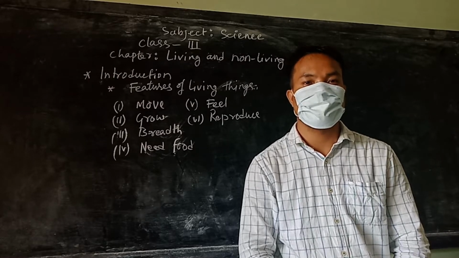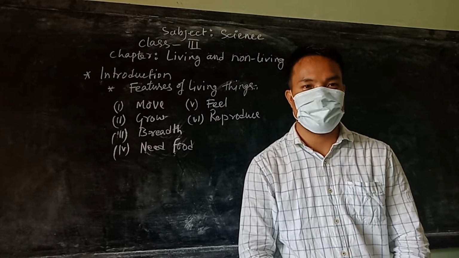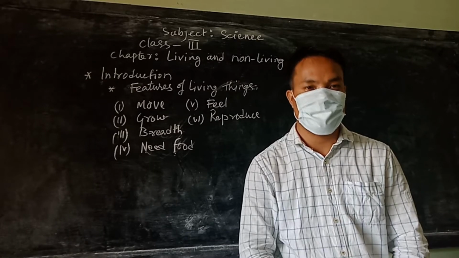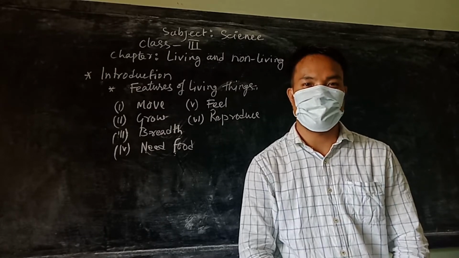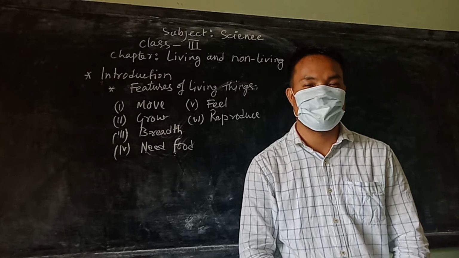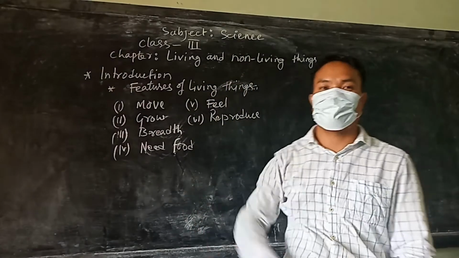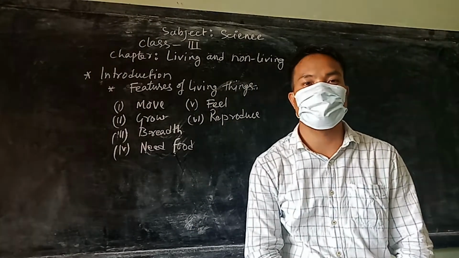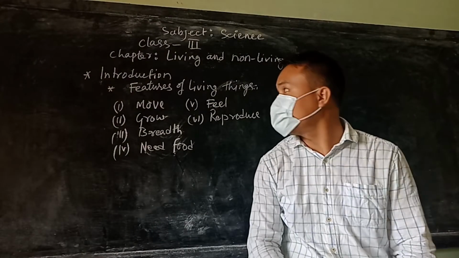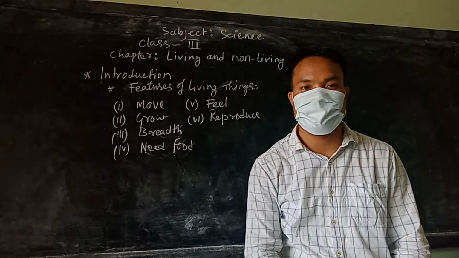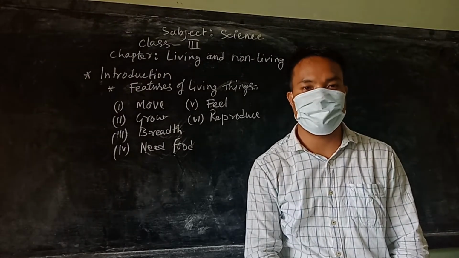Dear children, we see many different types of things around us. Okay? Now some of them are living and some of them are non-living things. Now there are two categories. One is living things, another is non-living things. So in this video we are going to study those things, okay? Now let's see what comes in living things and what comes in non-living things.